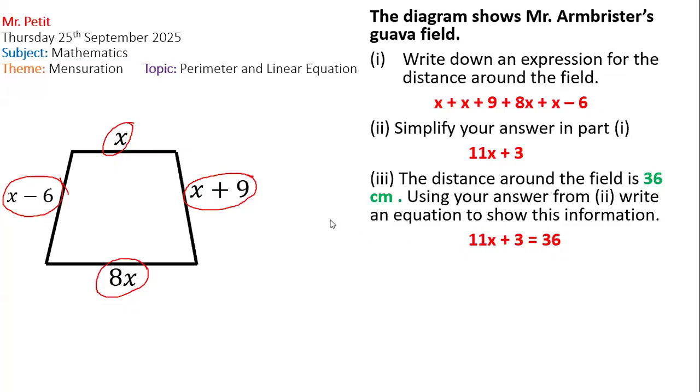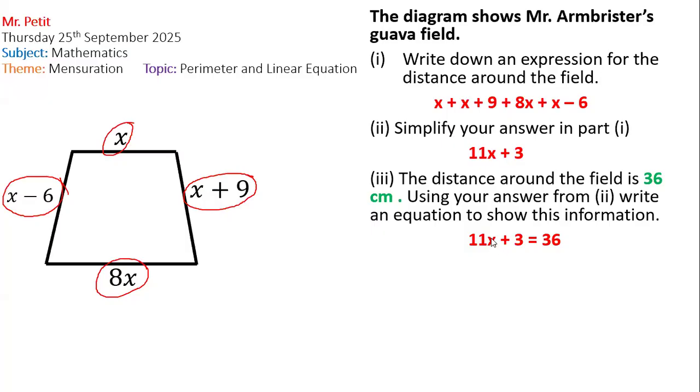Someone said no. Amari? Okay. Yes, go ahead. So for the first question, you do the expression we did yesterday. Then after we solve it, we got 11x plus 3, and then you use the perimeter, and then it equals 36, right? And now we have to figure out what x is, right?